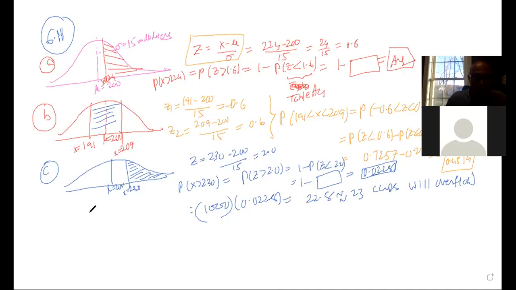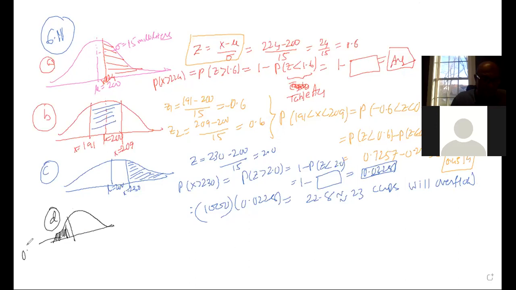23 cups will overflow. Now I would like to go for D part. Part D says: below what value do we get the smallest 25% of the drinks? Below what value do we get the smallest 25% of the drinks, right? So this area is given to us. This area is nothing but 0.25. Okay, so 0.25. Good.